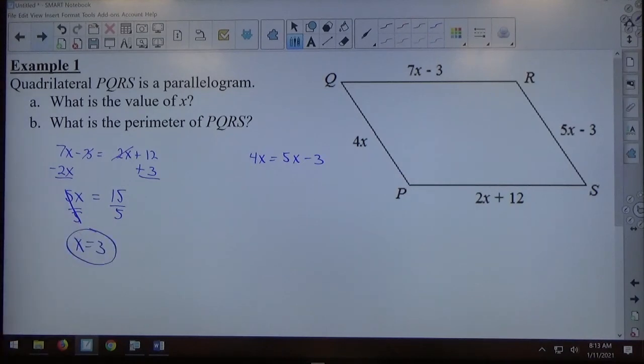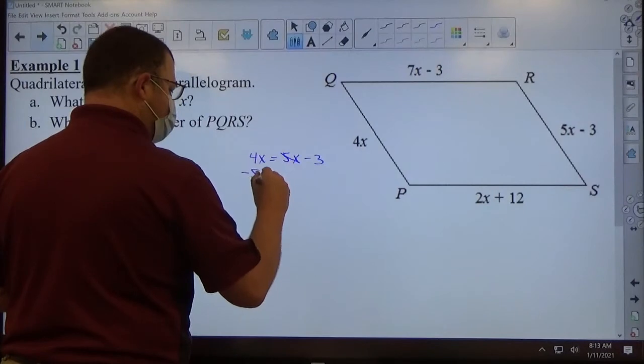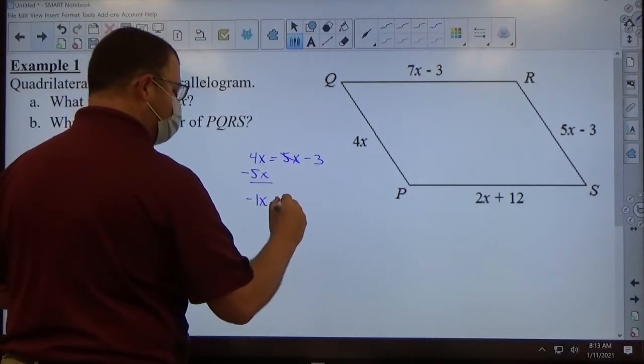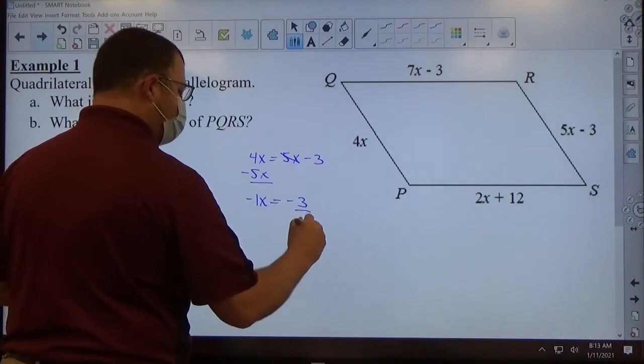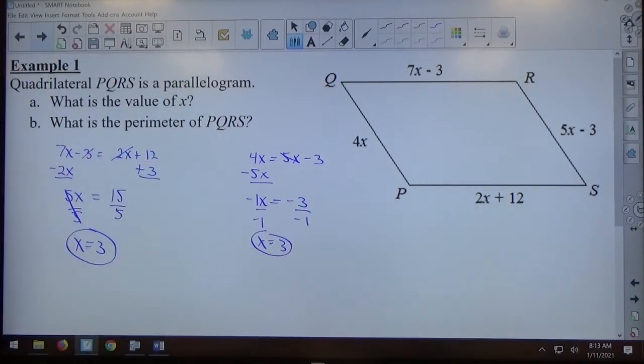So part A, what is the value of x? X equals 3. How do I solve this equation instead? Maybe I move the 5x to the left. 4x minus 5x is negative 1x. Divide both sides by negative 1, we get x equals 3. And it doesn't matter how you go about doing it, x should equal 3 based on the property: opposite sides are congruent. So part A is done when x equals 3.